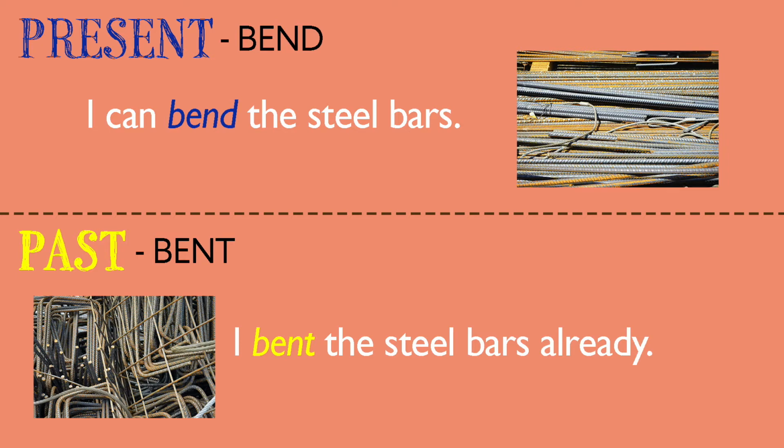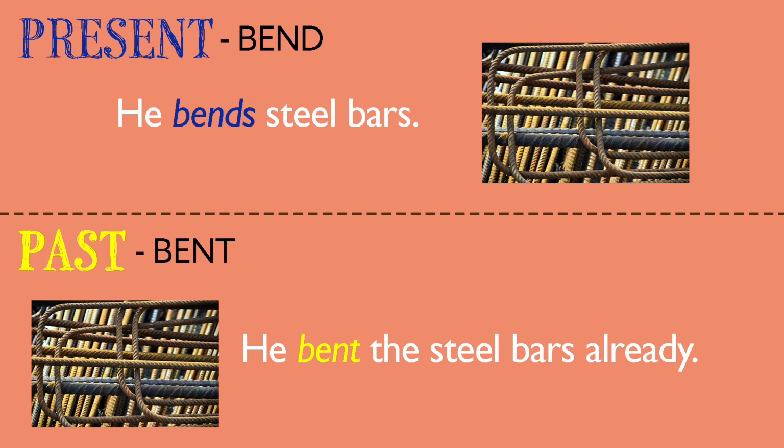Bend. I can bend the steel bars. Bent. I bent the steel bars already. Bend. He bends steel bars. Bent. He bent the steel bars already.